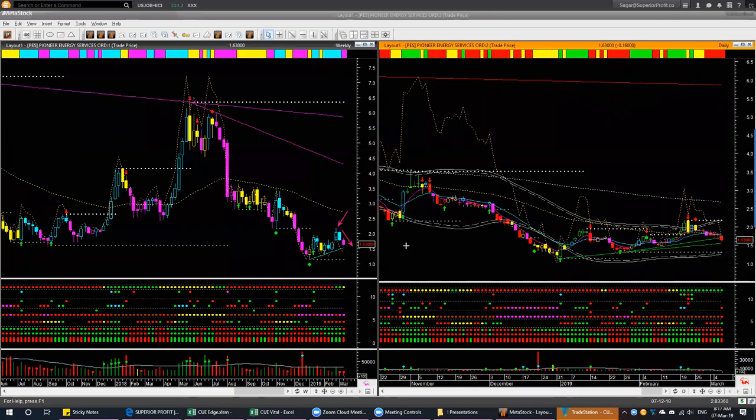This is another example where 360 degrees analysis was proven to be, again, superior to just technical analysis, where we take a trade only if fundamentally the stock is strong, industry is strong, and technically also the stock is strong.